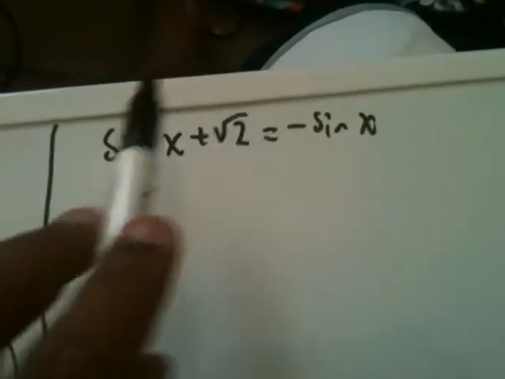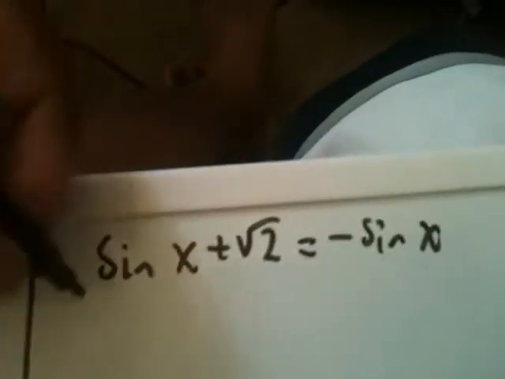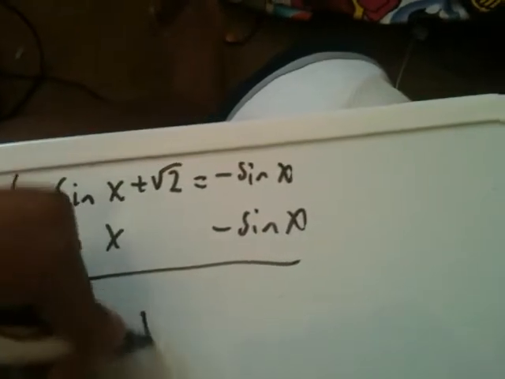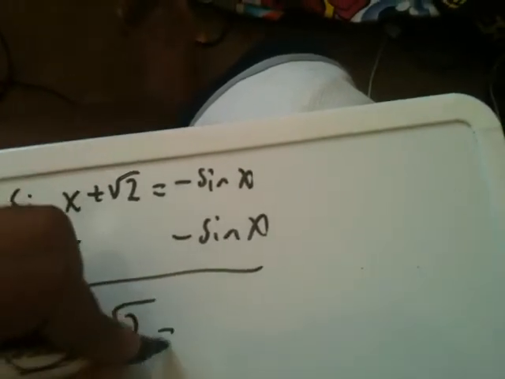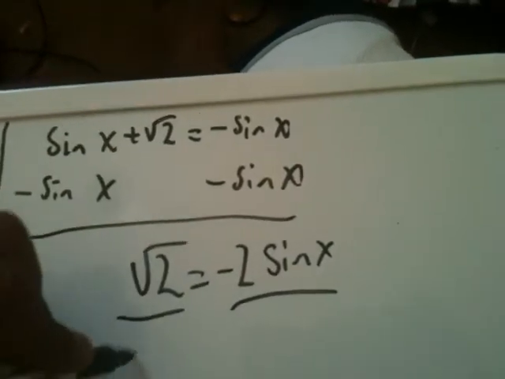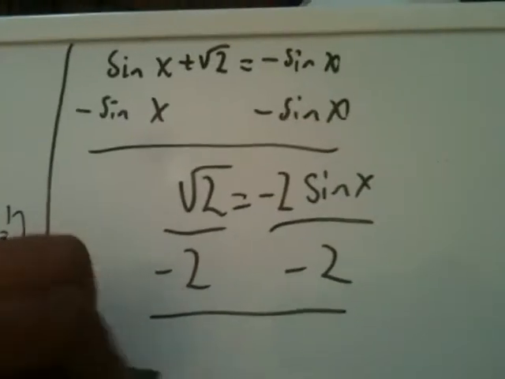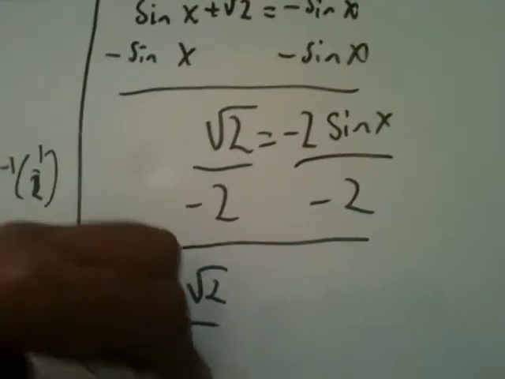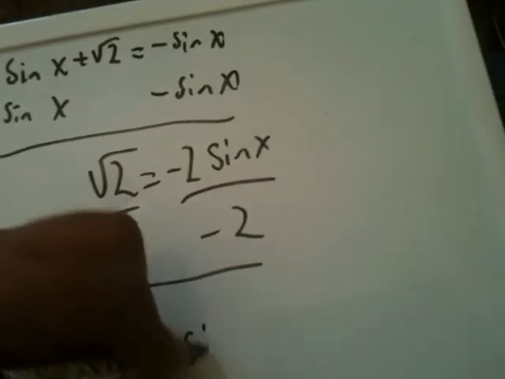So here's another one we have here. Sine of x plus the square root of 2 is equal to minus sine x. Now, another thing you want to do is to collect like terms onto one side. So we can subtract the sine from both sides. So that gives us the square root of 2 is equal to minus 2 sine x. You can divide both sides by -2. You get minus square root 2 over 2 is equal to the sine of x.